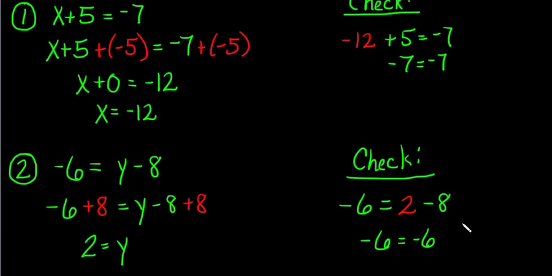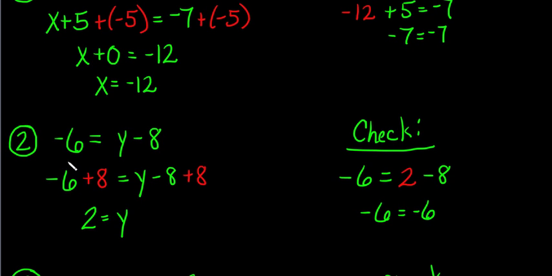Another example, negative 6 equals y minus 8. If you need the variable by itself, I can add an 8 to both sides to get rid of the 8 over here, because that becomes 0. When I do that, I notice that 2 equals y. And since I can check it, I can put 2 back into my equation for y and work it out and see that negative 6 equals negative 6. So I got it correct.